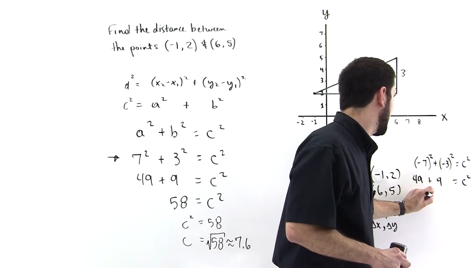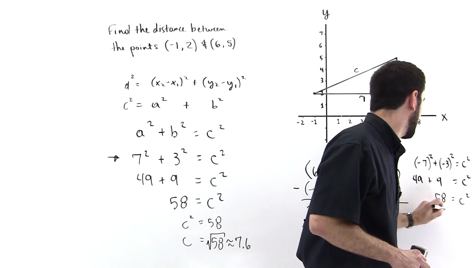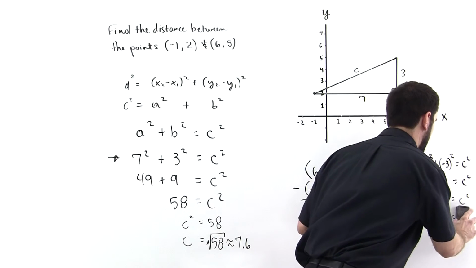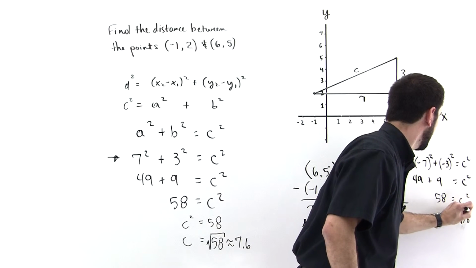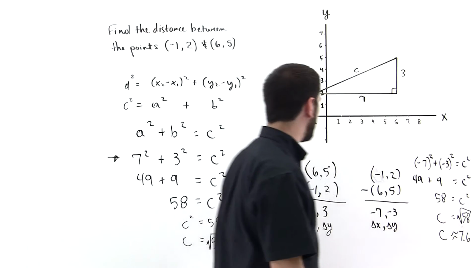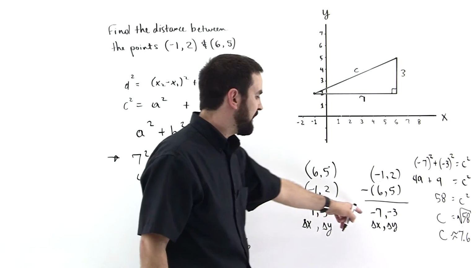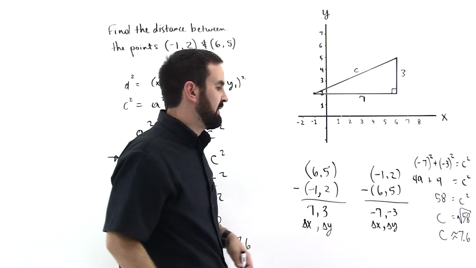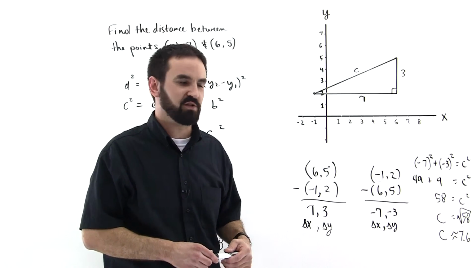So then we get, this is 58, so 58 equals c squared. So then c is equal to the square root of 58, and this is about equal to 7.6, right? So it doesn't matter which point you put on top, right? These will come out to be negative, right? But it doesn't matter because you're squaring them. So it's just kind of a mechanistic way for those who'd rather do it the bookkeeping way rather than the visual way of graphing it.